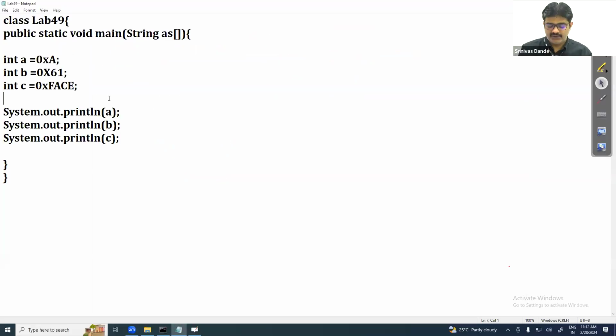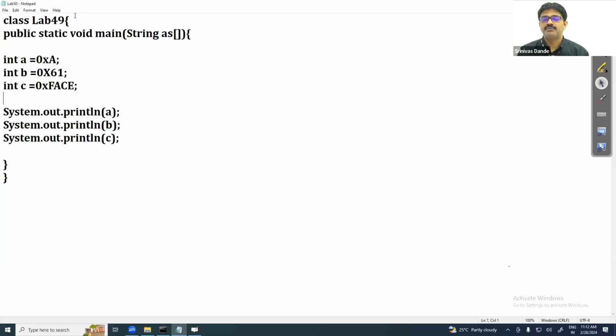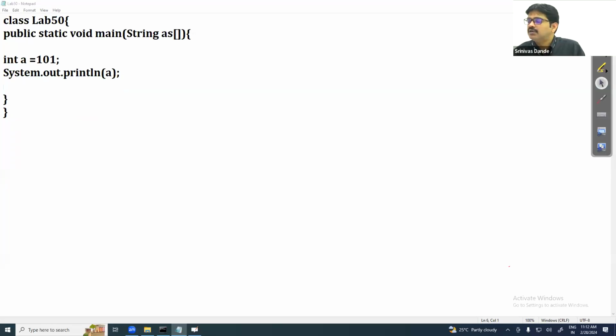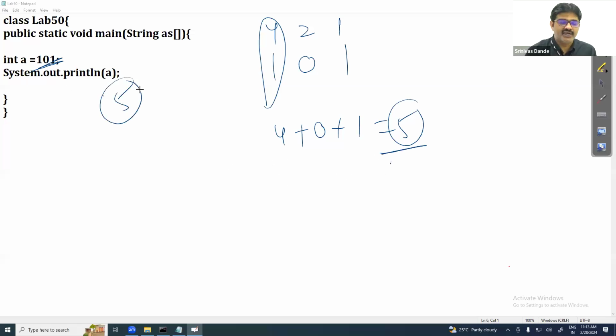Go back to our lab number 50. Int a equals 101. The binary 101, the output is the binary converted. 101 means 1, 2, 4: 4 into 1 is 4, plus 2 into 0 is 0, plus 1 into 1 is 1. If I convert this binary to decimal, it gives us 5. I think the output is 5, right?